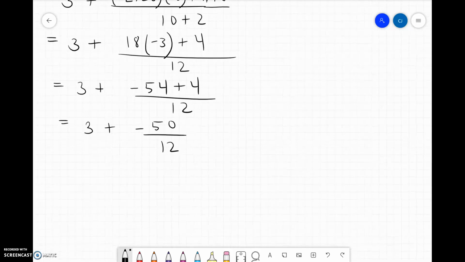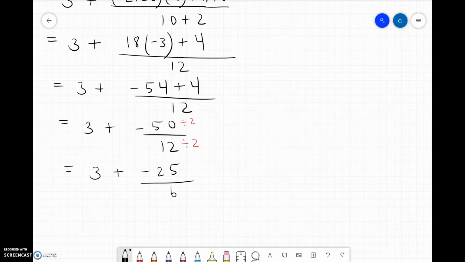Now, before I add these two numbers together, I want to reduce negative 50 over 12 and get a reduced fraction there. So I can divide the numerator and the denominator by 2. So I'm going to do that first. So I'm left with negative 50 divided by 2, that is negative 25, all over 12 divided by 2, that is 6. My fraction cannot be simplified.